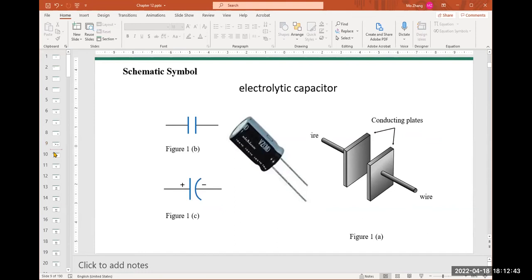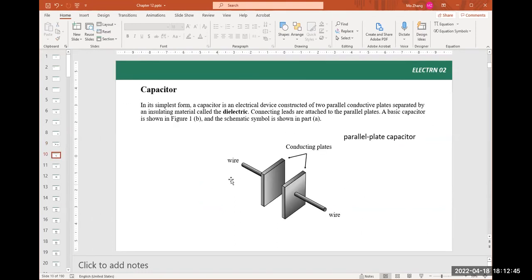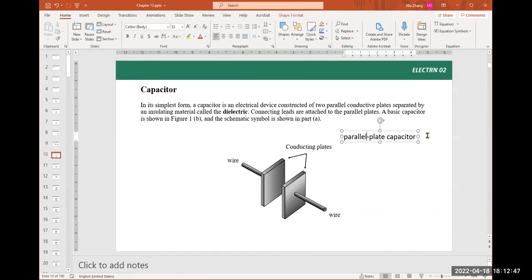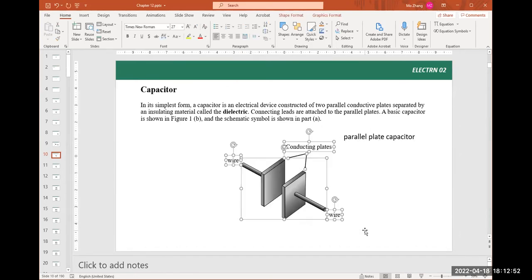Now let's look at this one. It has a name. This kind of structure, this kind of design, is called a parallel plate capacitor. It is the simplest capacitor we can make. Any questions so far? Okay, cool. Again, the material we put inside is called dielectric.